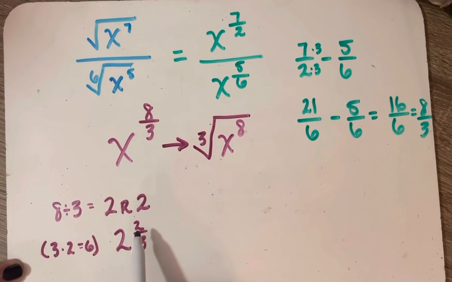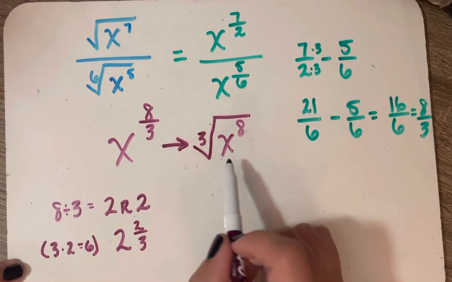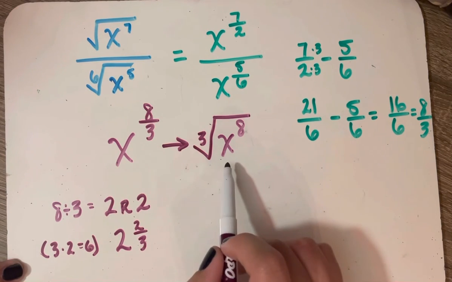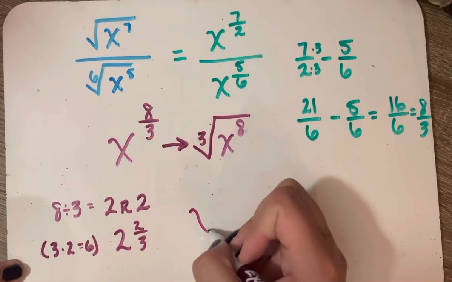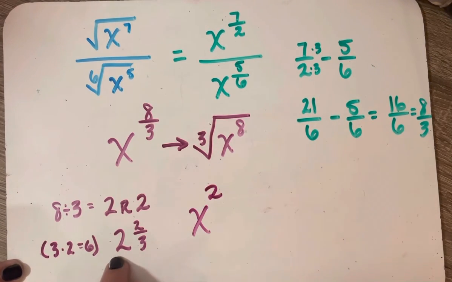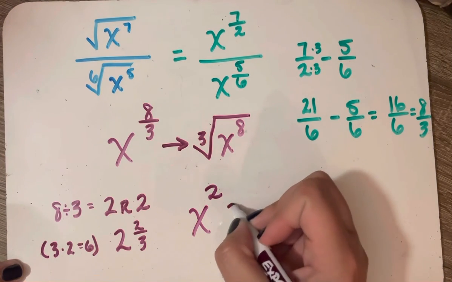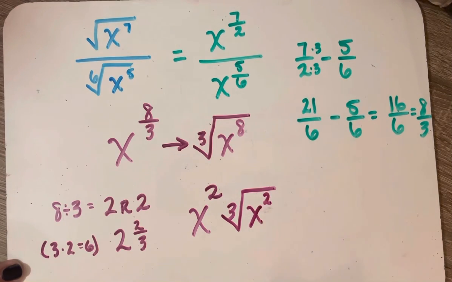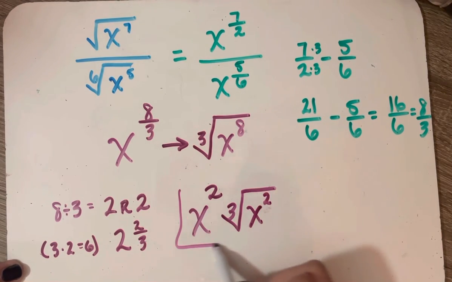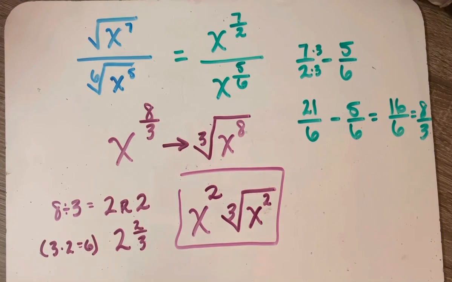So this tells me how to write the simplified version of this radical. I can take some x's out of the radical. So I'll have x to the 2nd power because of this 2, my whole number. And then I still have a cube root here of x to the 2nd. So this would be the fully simplified version of my radical.